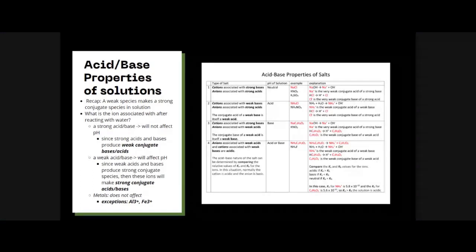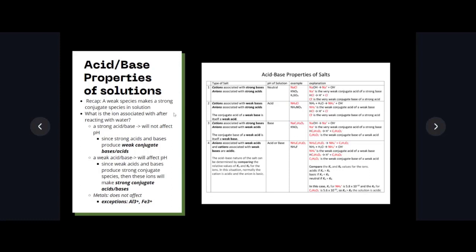And likewise, the converse must be true. So if you have a strong acid or a strong base, you would get a conjugate species that is, respectively, weak. Now we can go ahead and predict the pH of these solutions by asking one really important question: what is the ion associated with after reacting with water? Because in acid-base reactions, bases accept protons and acids give them away. So the resulting conjugate species would determine the pH and how it would be affected.